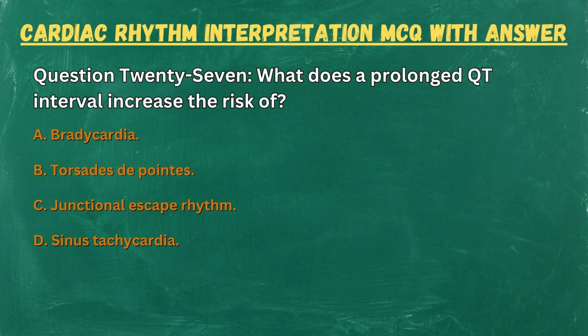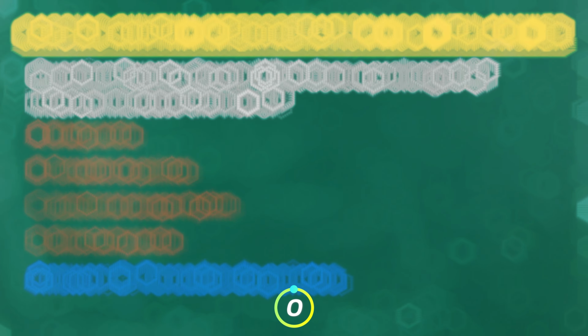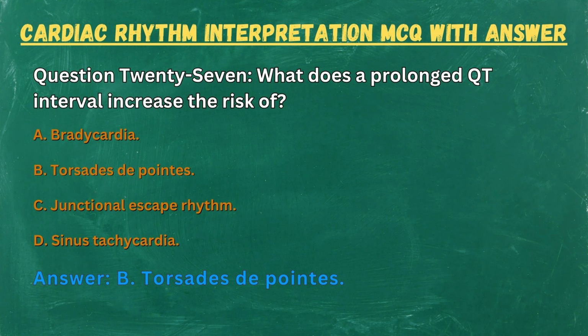Question 27. What does a prolonged QT interval increase the risk of? A. Bradycardia. B. Torsade de pointes. C. Junctional escape rhythm. D. Sinus tachycardia. Answer: B. Torsade de pointes.